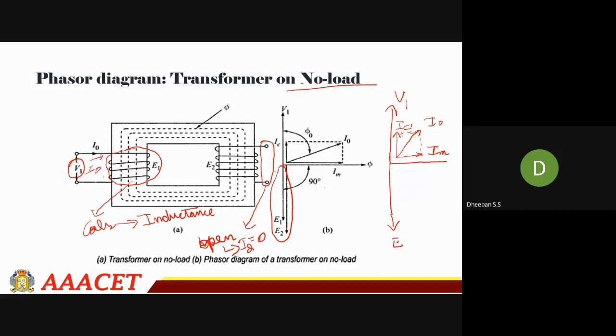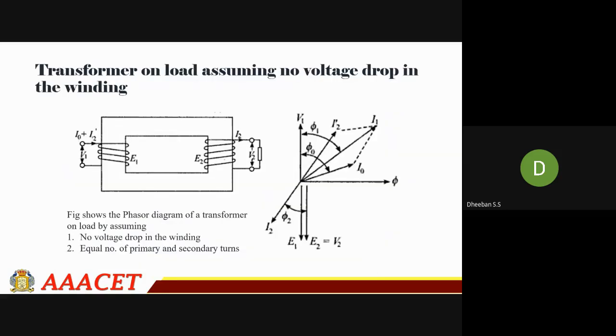This will be your E2, followed by your E1. Okay, so the difference between your flux and your E2 and E1 will be 90 degrees. Okay, so this is the main thing in your no load condition. Next you will be moving on to your on load.